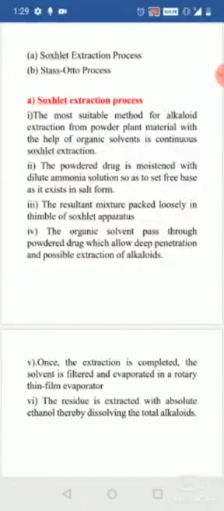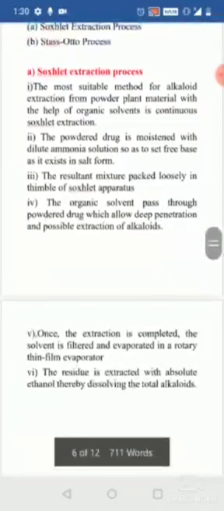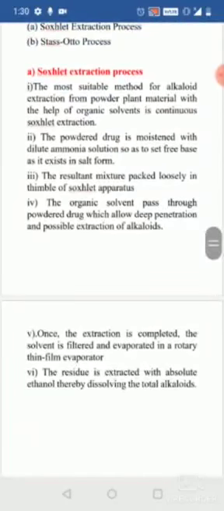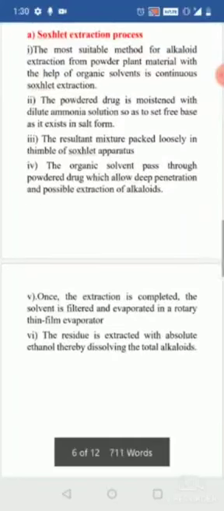For example, morphine: if you treat the morphine with ammonia, it will become ammonium morphate. Like that you convert it into its salt form. Then you pack that powder in the filter paper, which is known as the thimble, and that thimble you pack in the Soxhlet extraction chamber.